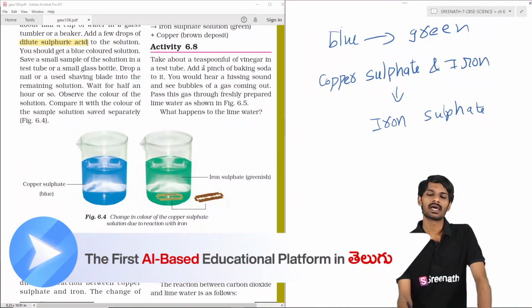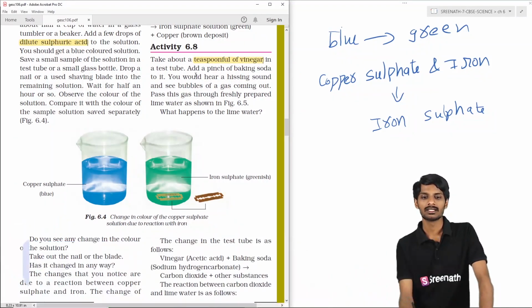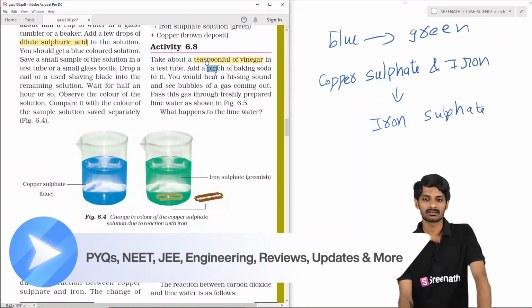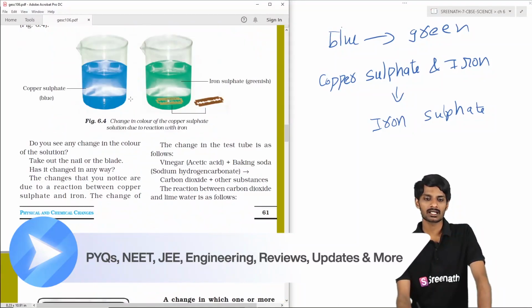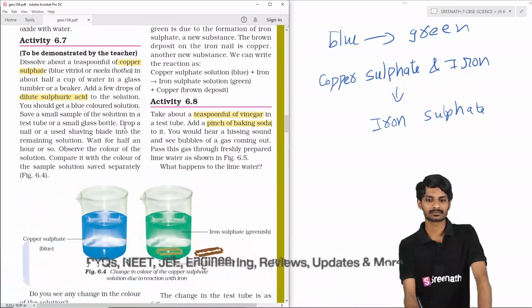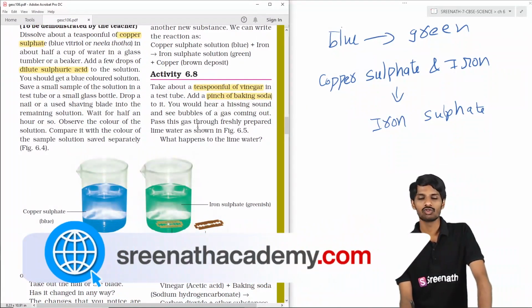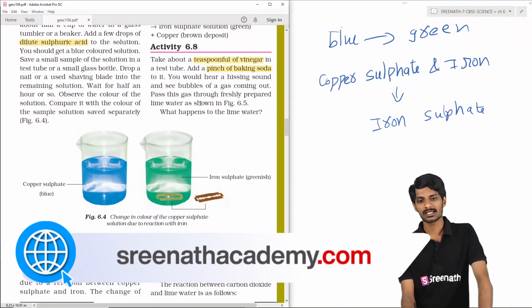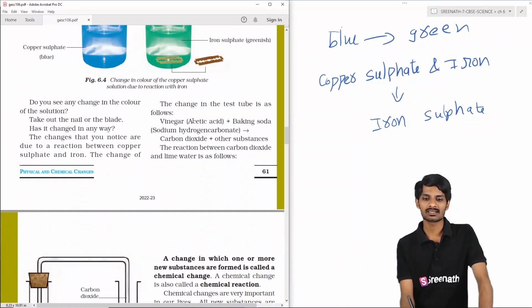So next, another activity. Take a teaspoonful of vinegar in a test tube, okay students, and add a pinch of baking soda to it. So what happens? You will see that gas bubbles are coming out of it. So just send the gas into another test tube which has lime water. So that lime water will turn milky white.